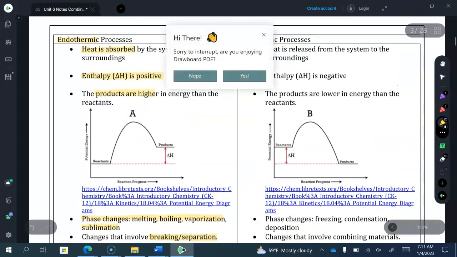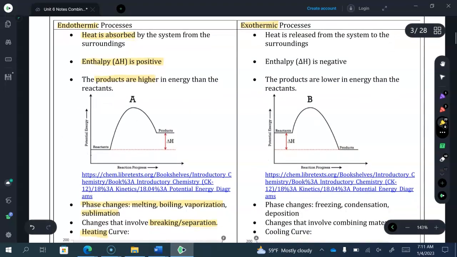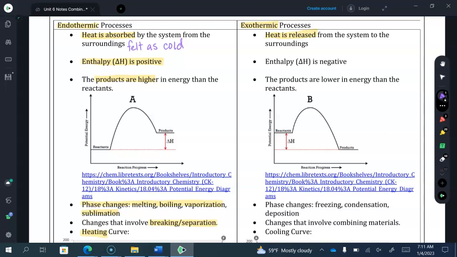Over here on the other side, we have exothermic processes. In this, we see that heat is released from the system to the surroundings. So for endothermic, you would feel this as cold, because your hands are part of the surroundings, and so the system is stealing energy from your hands. So energy is going from your hands into the system you are studying. On the other side, we have our exothermic process, and this is felt as hot or warm.